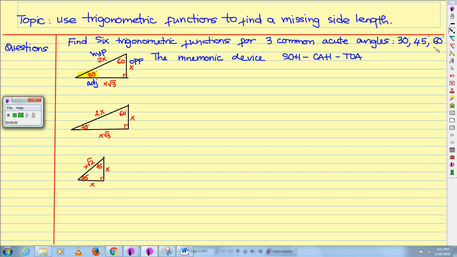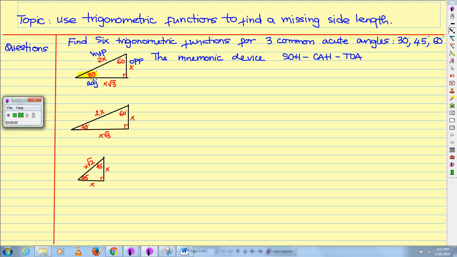Now, I hope that you all remember the mnemonic device SOH CAH TOA. This will help you to remember the 3 ratios of sine, cosine, and tangent. So sine is opposite over hypotenuse, cosine is adjacent over hypotenuse, and tangent is opposite over adjacent. So let's begin to find sine of 30 degrees, cosine of 30 degrees, and tangent of 30 degrees.